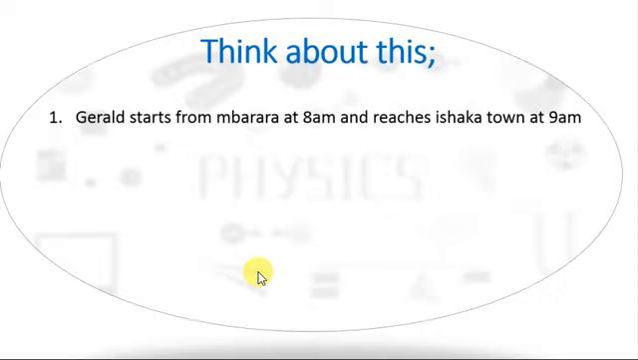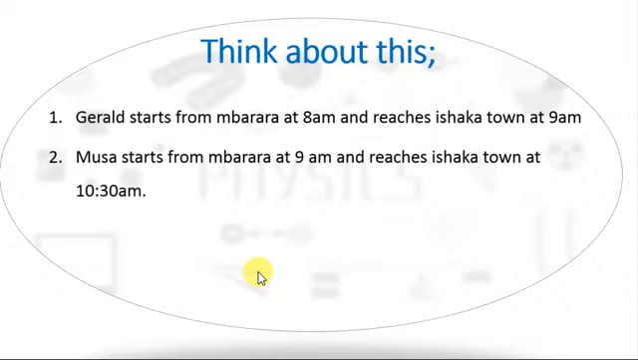Let's now think about this quickly. We have someone, Gerard, who starts from Mbarara at 8 a.m. and reaches Ishaka town at 9 a.m. Then Musa starts from Mbarara at 9 a.m. and reaches Ishaka town at 10:30 a.m. I don't know if you can see that. Gerard started at 8, reached Ishaka at 9. Musa starts at 9 from Mbarara, reaches Ishaka at 10:30.